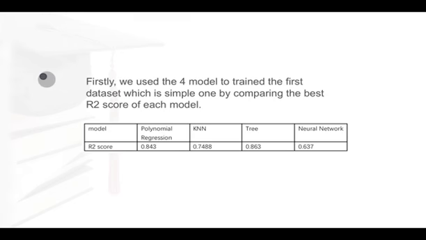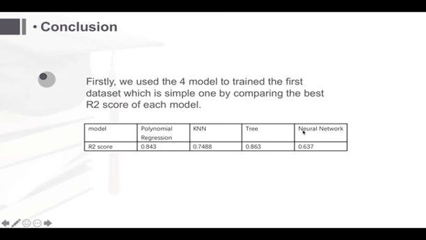Then I will do the conclusion. Firstly, we use the four models to train the first dataset, which is a simple one, by comparing the best R2 score of each model. We can see from the table, as for a simple dataset, all of the models work quite well, especially the tree model is the best one for this dataset, but the neural network is the worst.